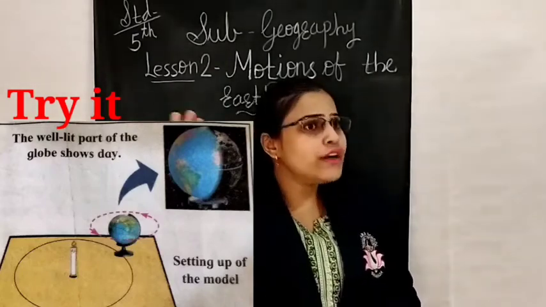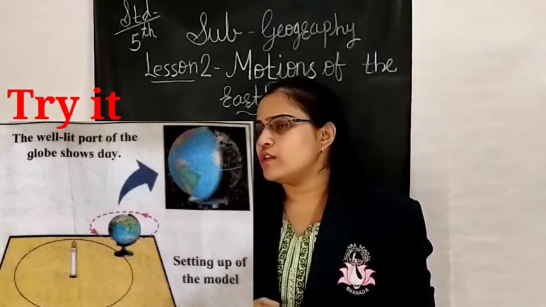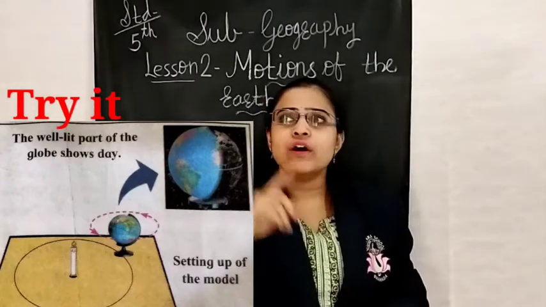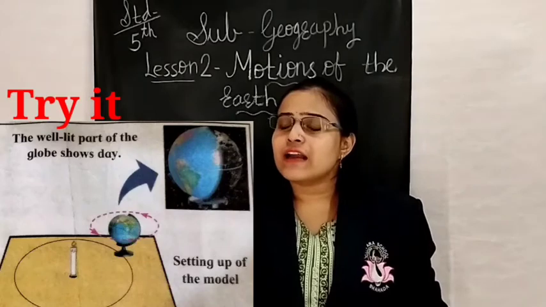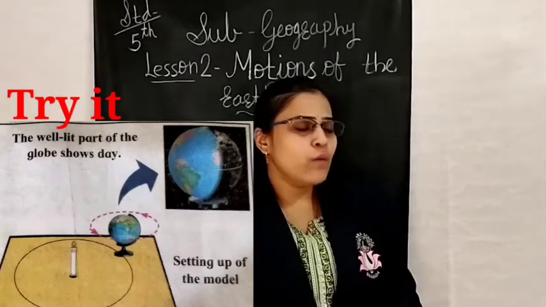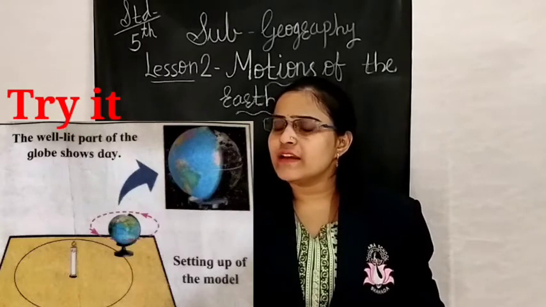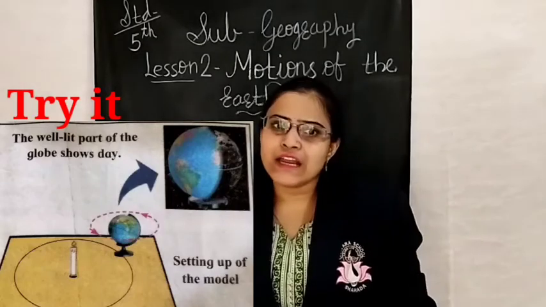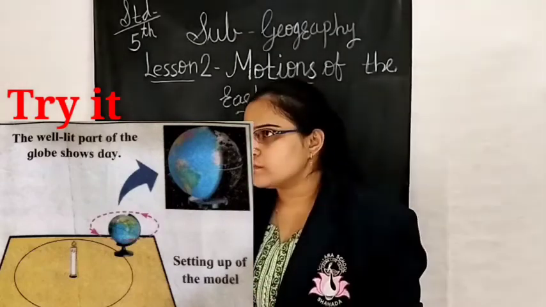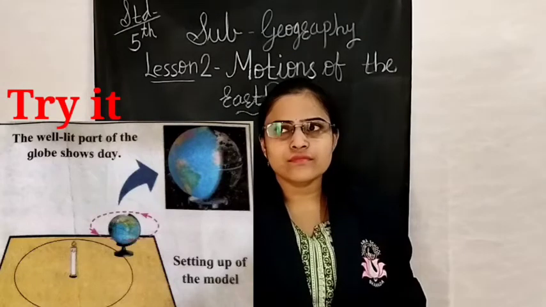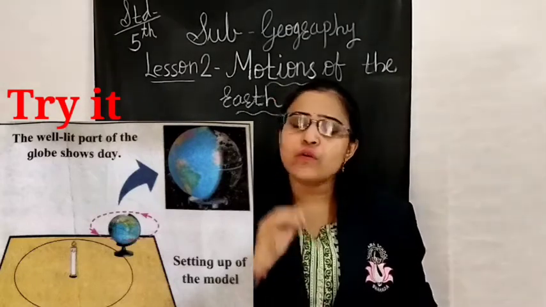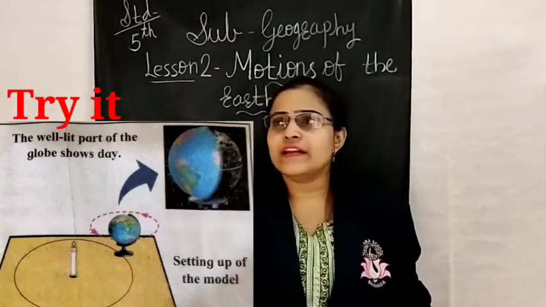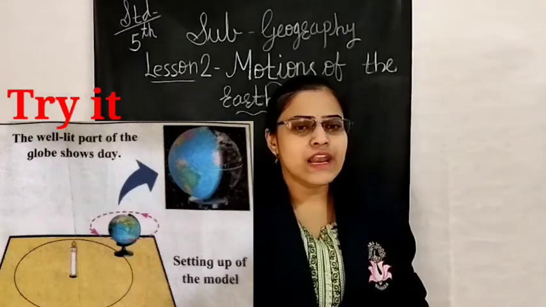If you don't have the globe, then you can take a ball also. Consider it the earth, and just make sure that there is darkness in the room. Now observe which part of the globe gets the sun's light and which one does not. You have to see which part of the earth gets the light from the candle. We have to consider the candle as the sun's light.